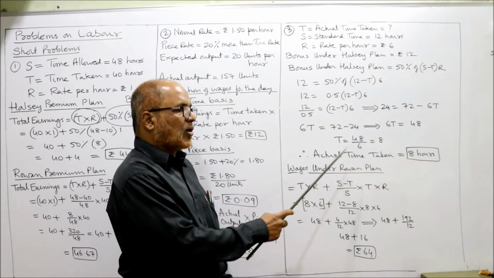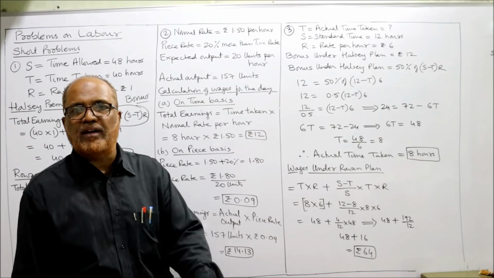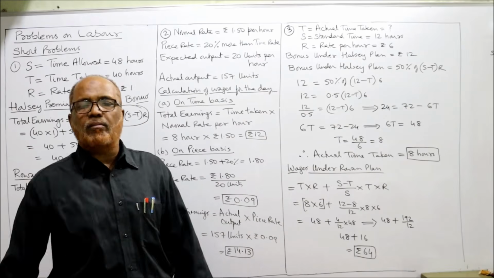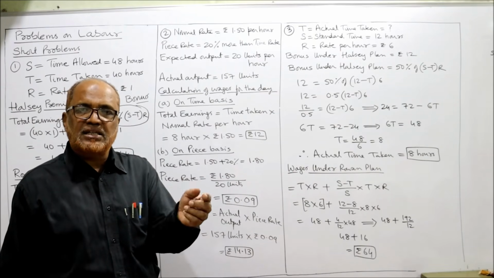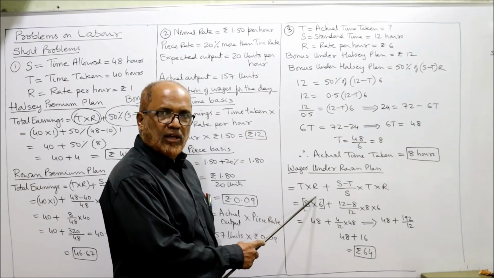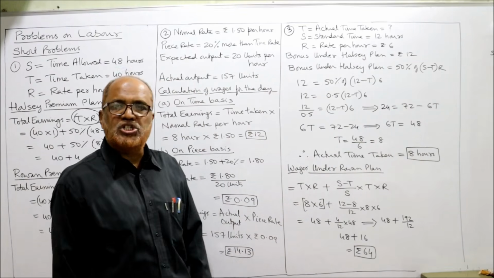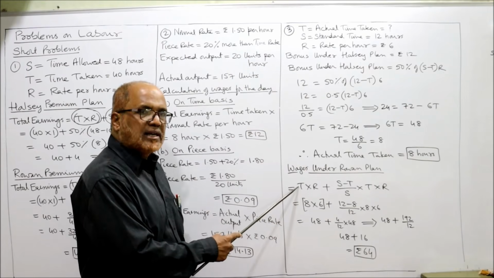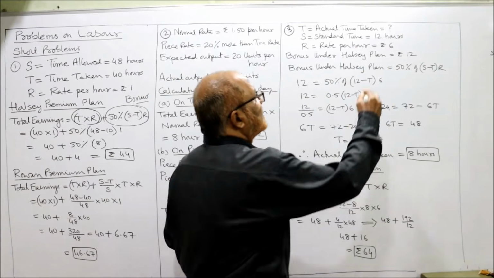So wages under Rowan plan. Now ultimately it is asking you to find out what are the wages under Rowan plan. So Rowan plan, the formula is T into R plus S minus T by S into T into R. T into R is the normal wages, S minus T by S into T into R is the bonus. Now we have all the values, substitute. T, actual time taken, is 8 hours. Just now we have calculated 8 hours.